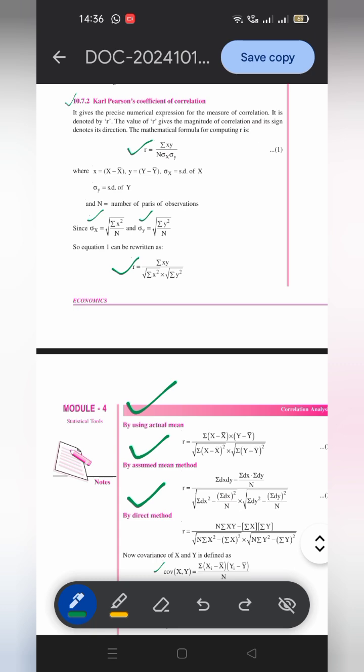Mu x is equal to root of sigma x square by n and mu y is equal to root of sigma y square by n. R is equal to sigma x into y whole divided by root of sigma x square into root of sigma y square.